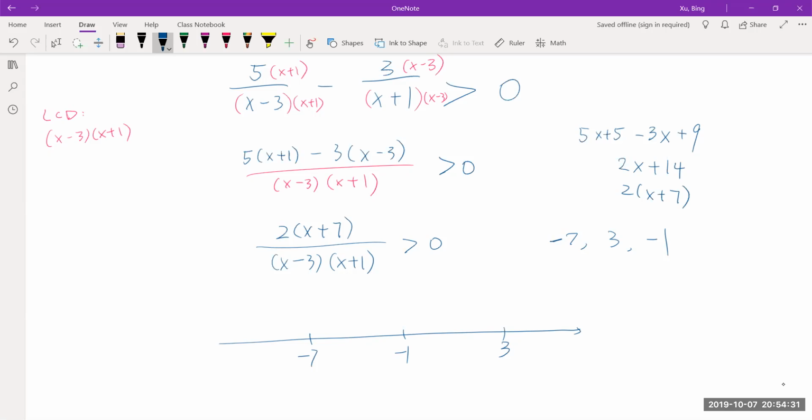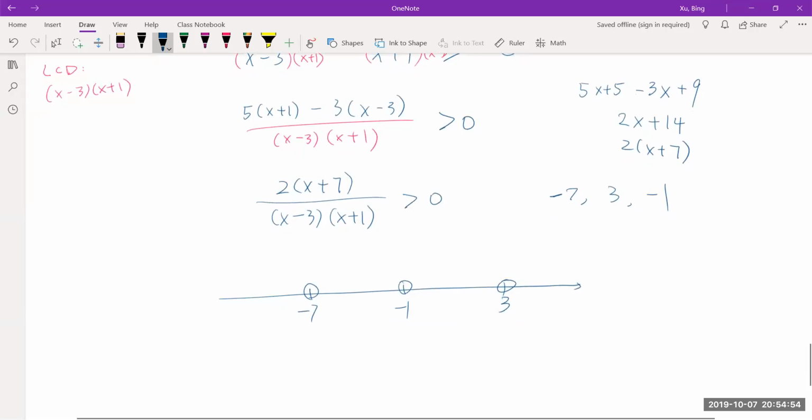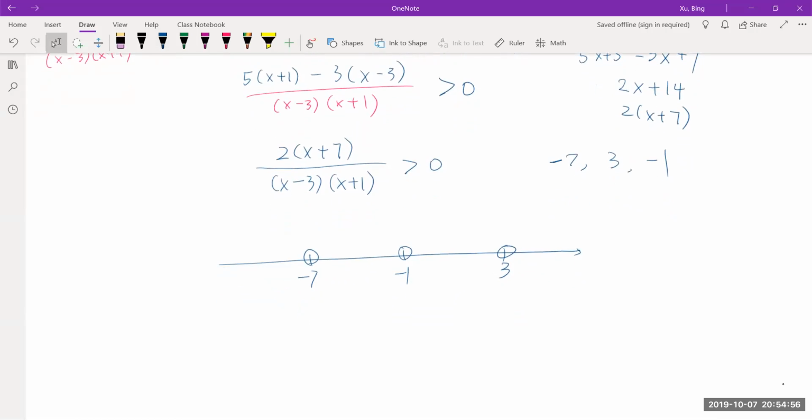All right, any of these 3 points will be part of the solution? No, none of them. Okay. First of all, for the 2 zeros at the denominator, they cannot be part of the solution no matter what. Negative 7 cannot be equal to 0 because we're looking for greater than, without the equal to.